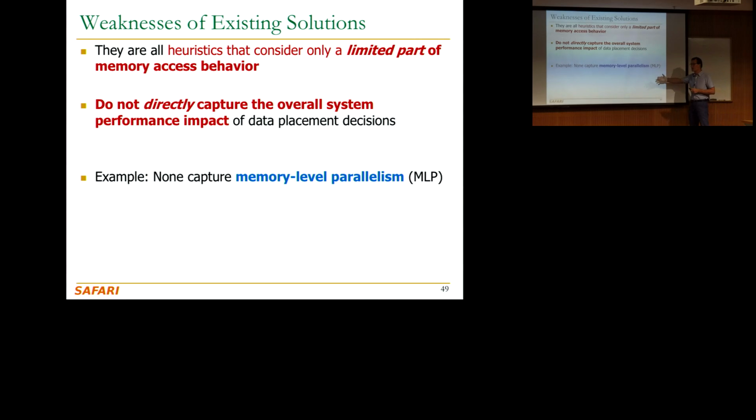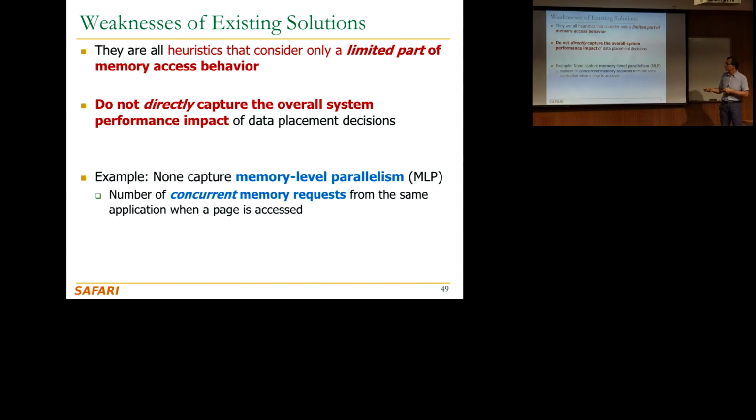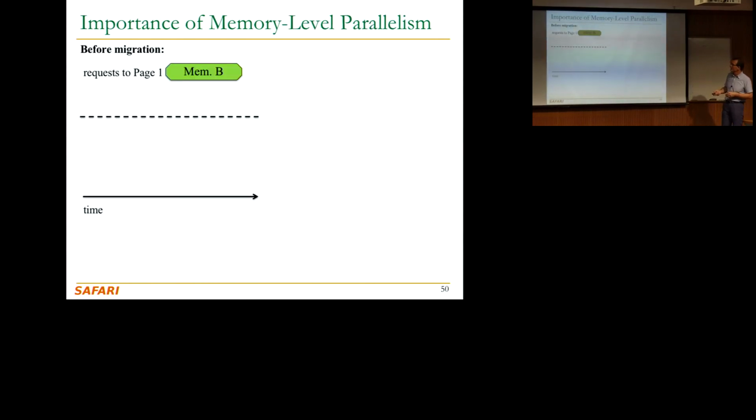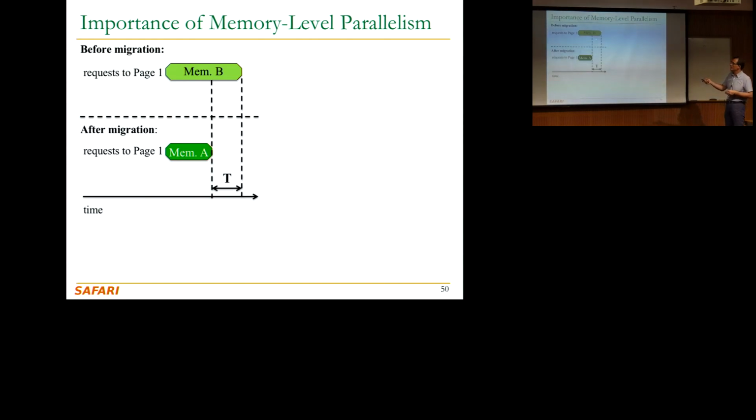This model needs to take into account multiple things, but we also found out that it needs to take into account memory level parallelism, the number of concurrent memory accesses from the same application when a page is accessed. This affects how much page migration actually helps performance. I'm going to show this pictorially. Let's assume that you have a request to page 1. That's a memory request. After you migrate, you basically reduce the access latency to that page because you migrate into a faster technology, right? So migrating one page reduces stall time by T over here.